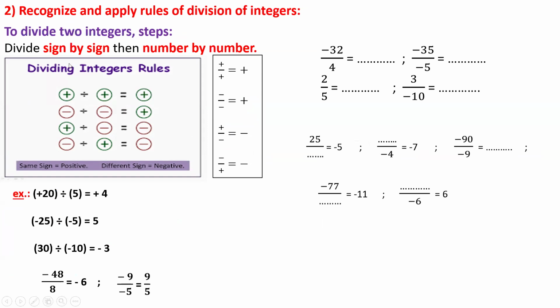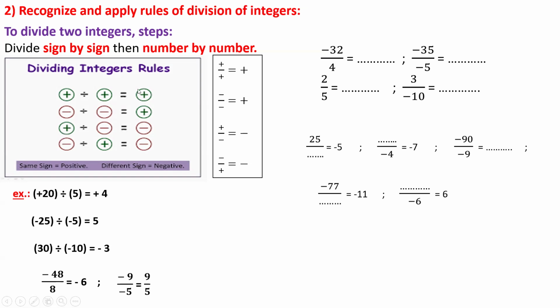What are the rules of division of integers? Positive divided by positive is positive. Negative divided by negative is positive. Also, whenever we divide two like signs or two similar signs, my answer is always positive. When we divide different signs, positive divided by negative or negative divided by positive, my answer is always negative.